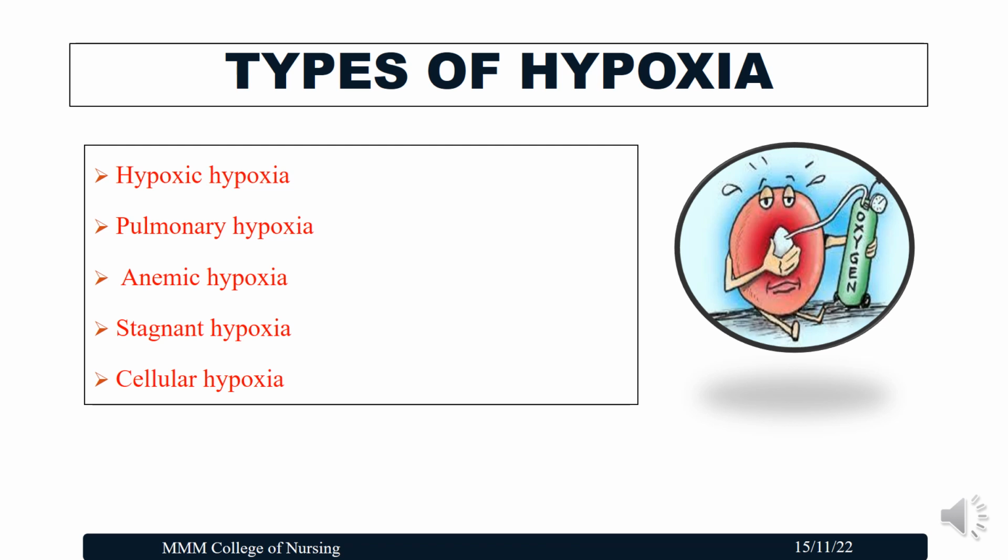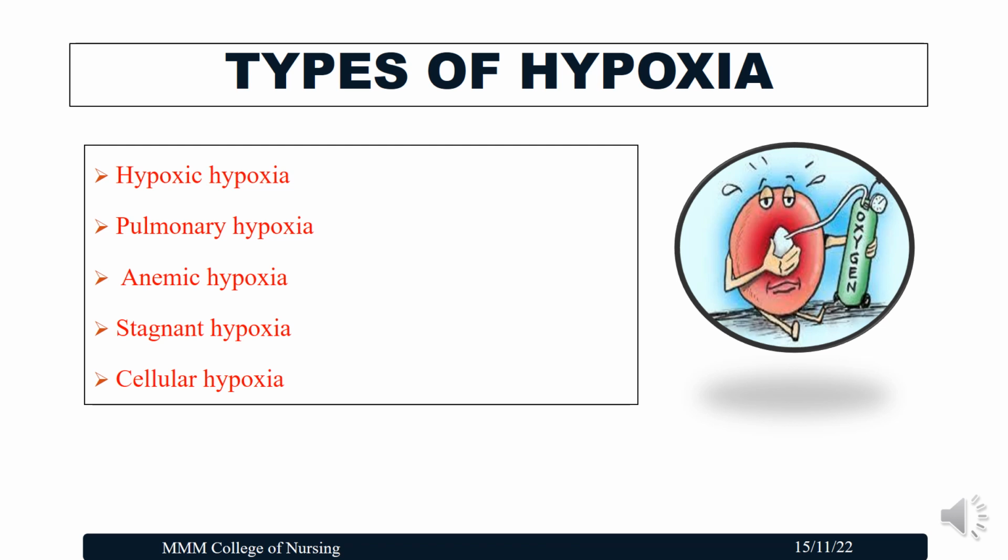The next one is stagnant hypoxia. In stagnant hypoxia, the inspired air has an adequate amount of oxygen and the oxygen has been delivered to the blood also, but there is some problem with the circulation. As a result, there is no adequate blood supply to the tissues. Because of the decreased blood supply, there will be decreased oxygen reaching the tissue level. Such kind of hypoxia is known as stagnant hypoxia.